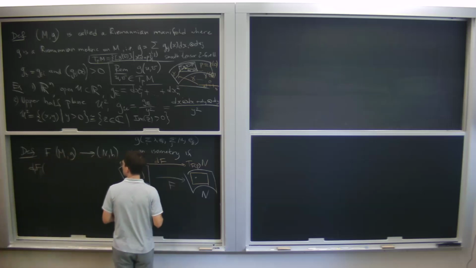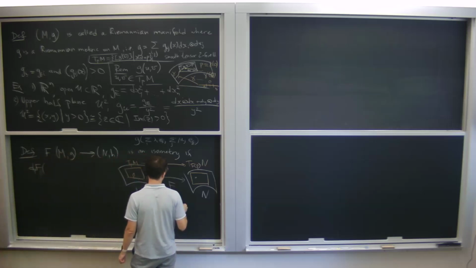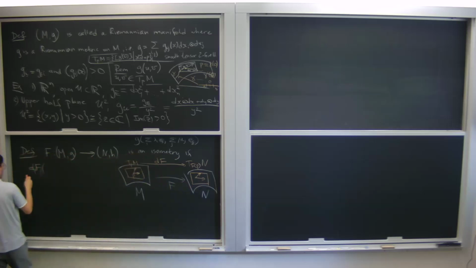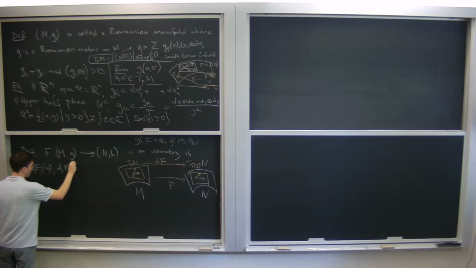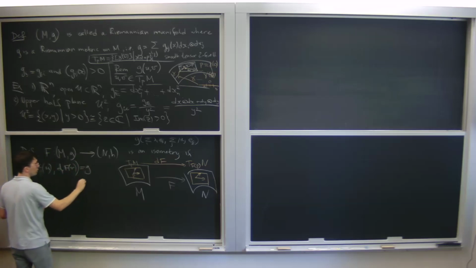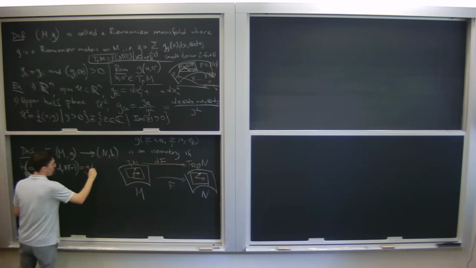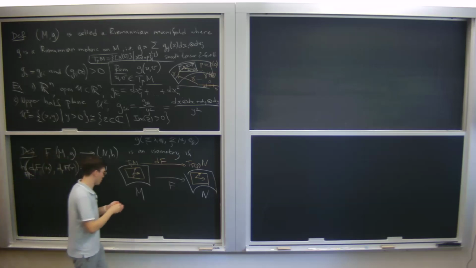that for every pair of vectors there, so I have vectors here and some vectors here, right? Okay, so H applied to the pair d_pf(u), d_pf(v) is equal to G. This form is at the point p. This form, H, is actually computed at the point f(p), right? And this is just u and v.